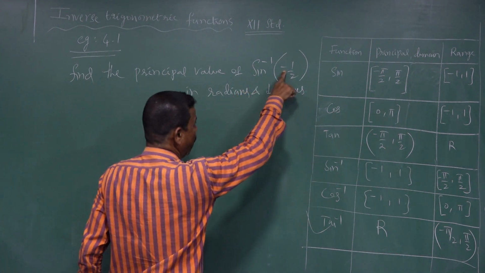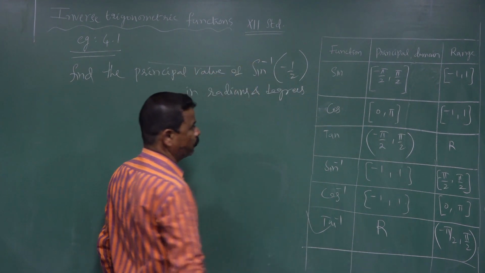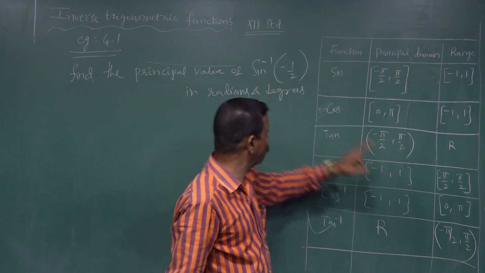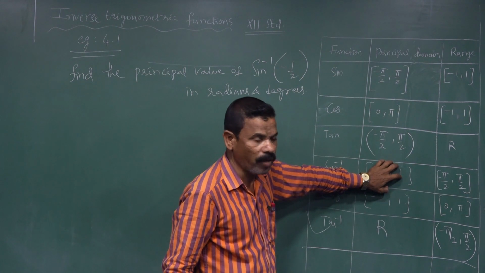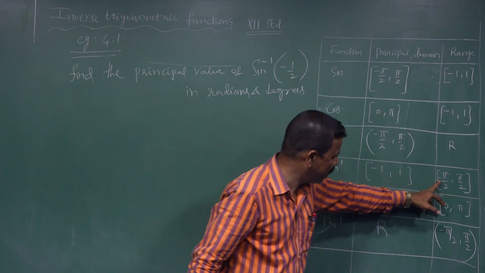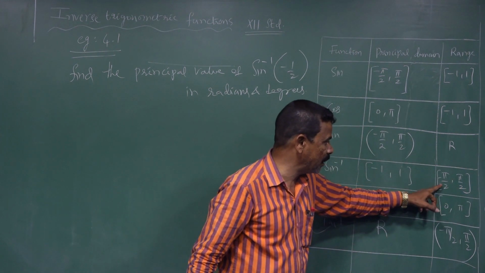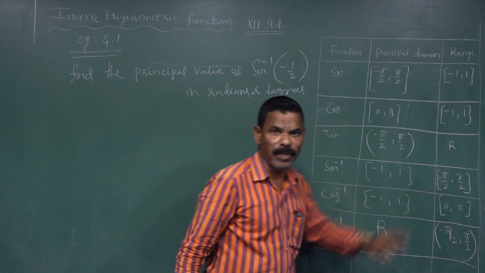Sin inverse of minus 1 by 2, principal value. The domain of sin inverse is minus 1 to 1, so this minus 1 by 2 is in between this domain. The range is minus 90 to plus 90, not more than 90 and not less than minus 90. So in between it is the principal value.